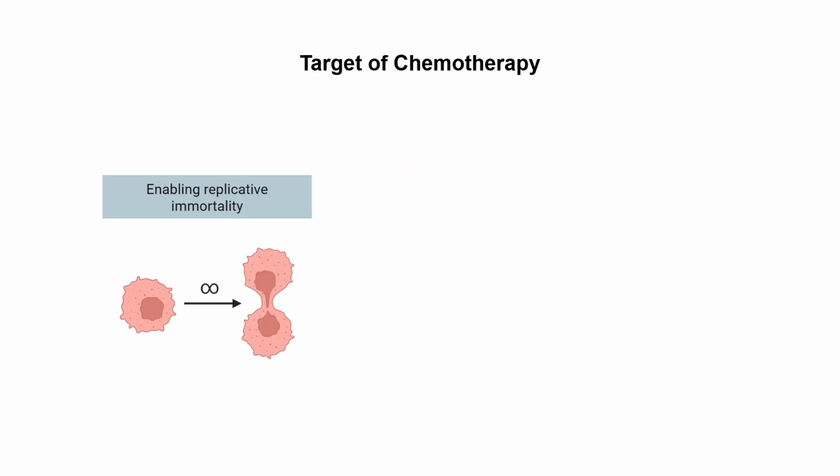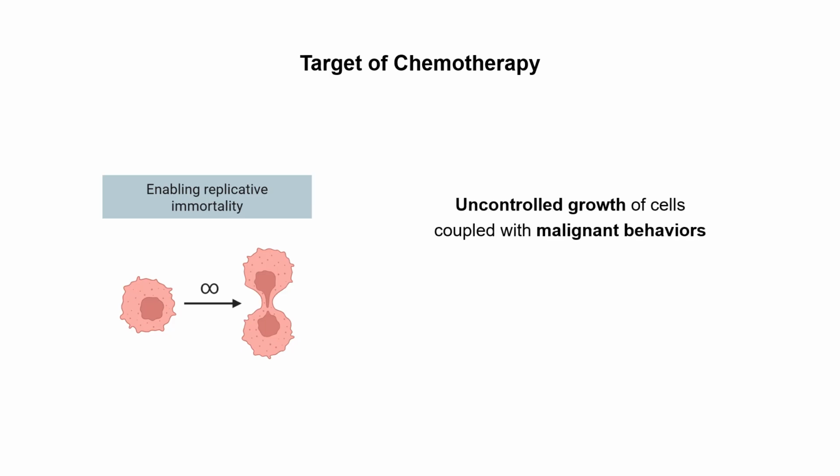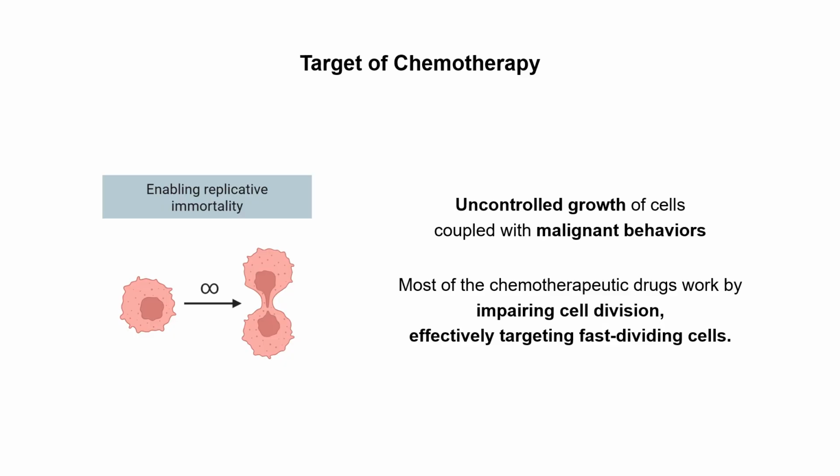Cancer cells can grow forever, so this is replicative immortality. That's why cancer cells have uncontrolled growth, invading other parts of the tissue, the so-called malignant behavior. That's why most chemotherapy drugs work by attacking cell division, effectively targeting the fast-dividing cells.